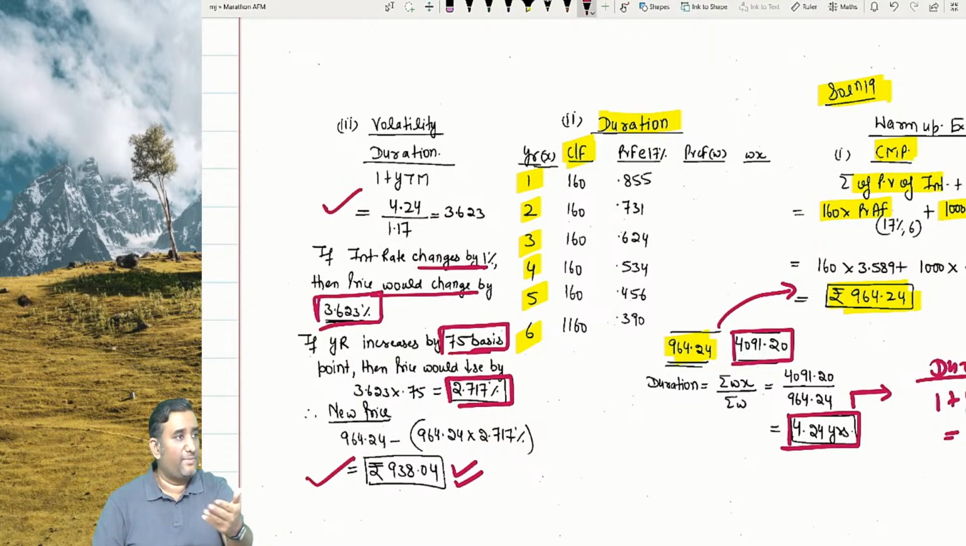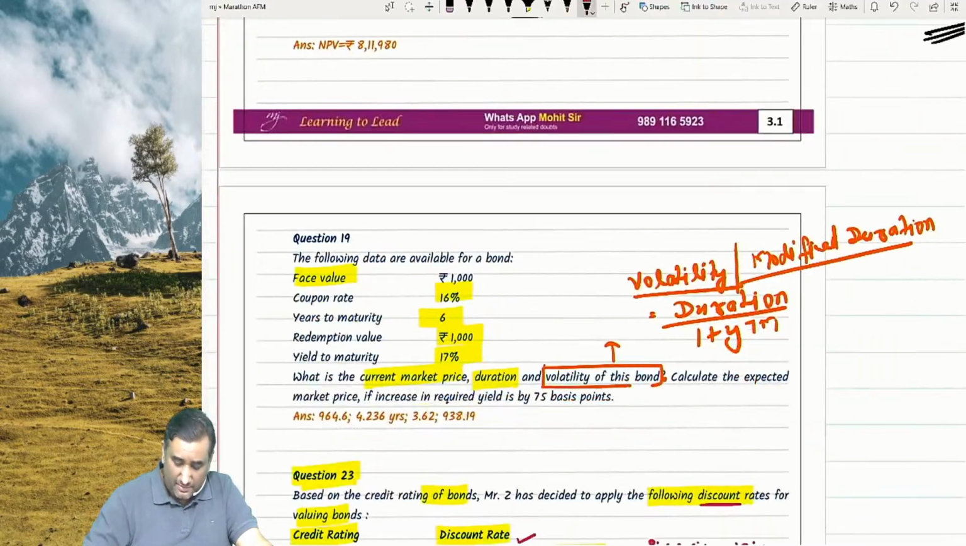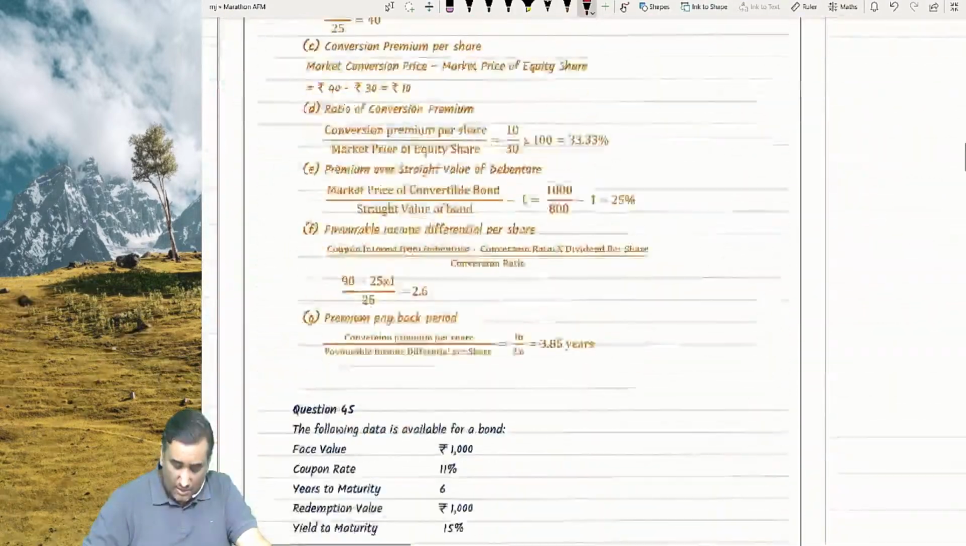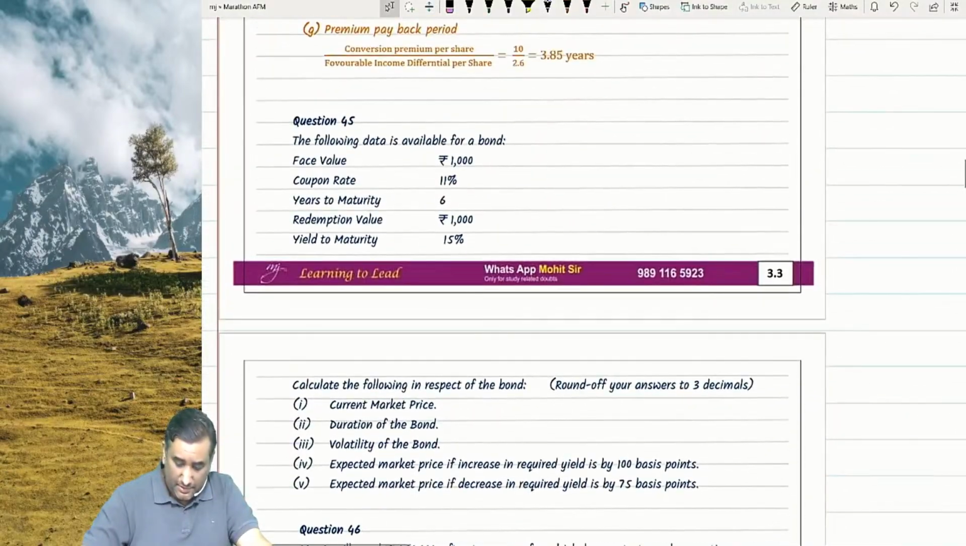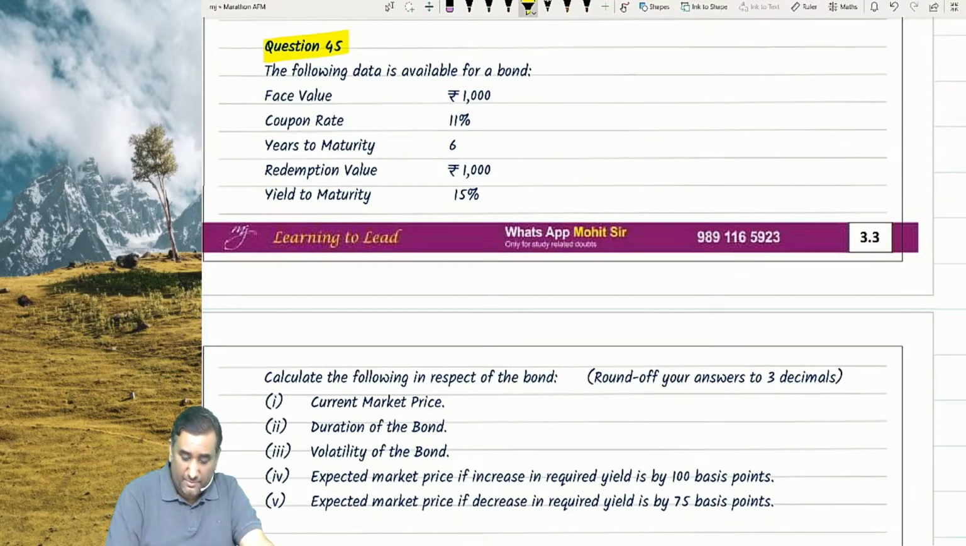Somewhere you might find the answer coming as 934 point something or 941. I don't know which answer will come; some answers may come slightly different. That answer will be on the slope, but for the exam, these are valid answers. The second question, which is exactly based on this principle, is the 45th. First part, second part, third part. Try that out quickly.